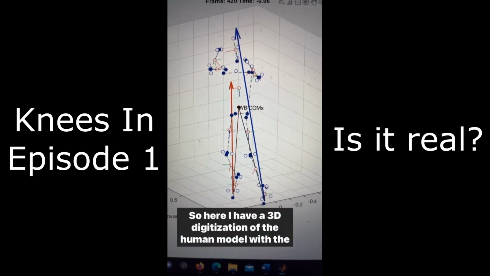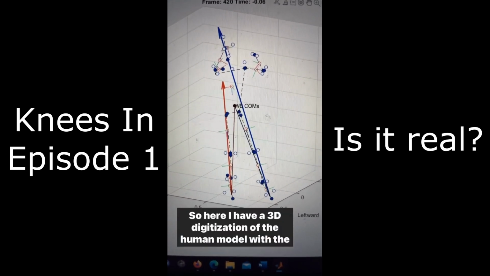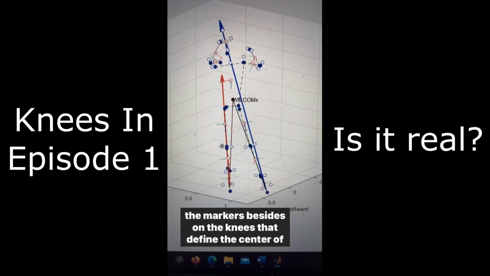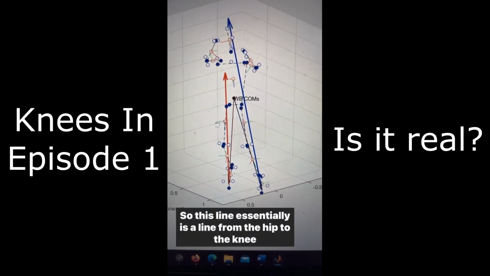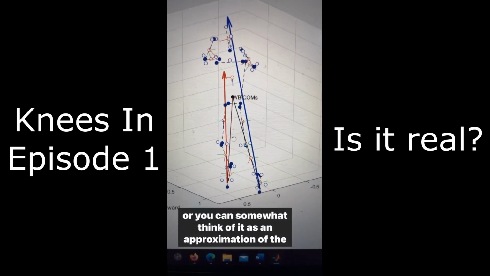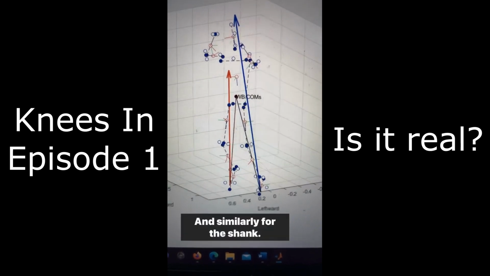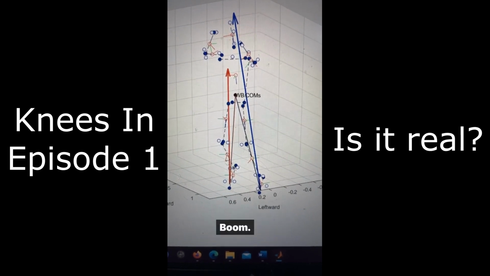So here I have a 3D digitization of the human model with the centers of the hip defining the start of the thigh, and then the markers beside on the knees that define the center of the knee. So this line essentially is a line from the hip to the knee, or you can somewhat think of it as an approximation of the femur. And similarly for the shank bone.